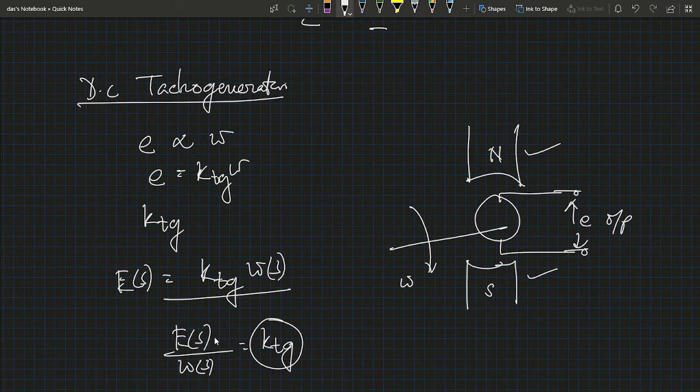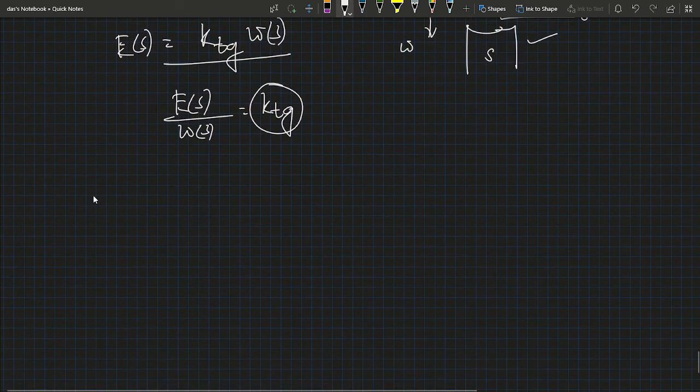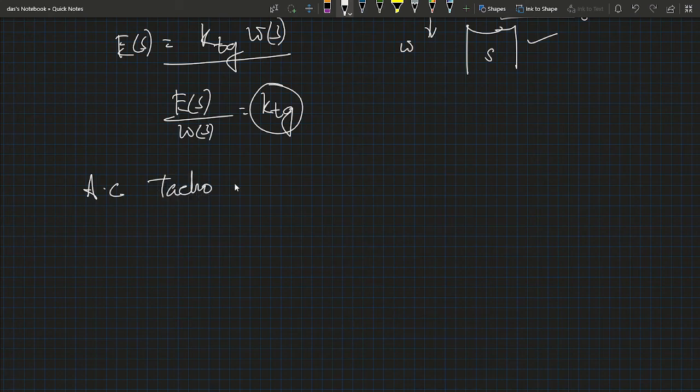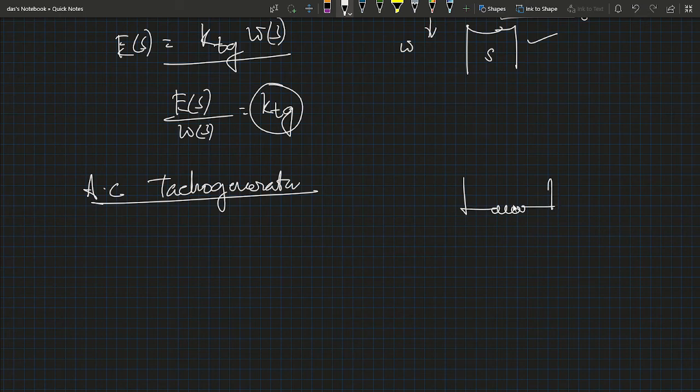So now we see our next topic is to talk about the AC generator concept, AC tachogenerator. Now an AC tachogenerator is used to convert a rotational speed into a proportional AC voltage, as it works on the principle of an induction generator. So now see that this is the circuit diagram.